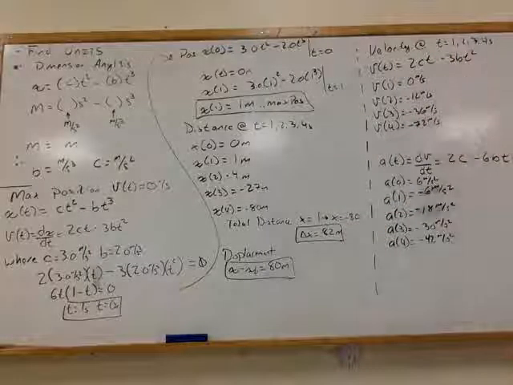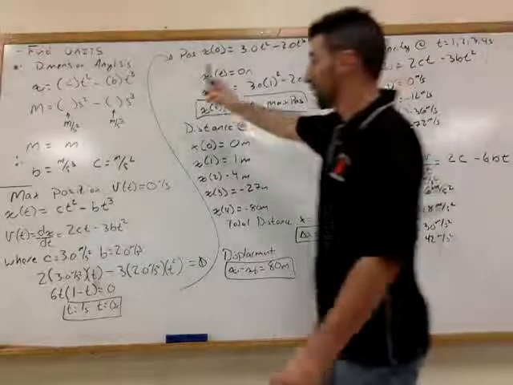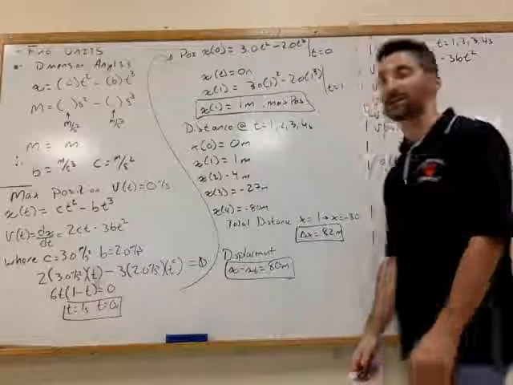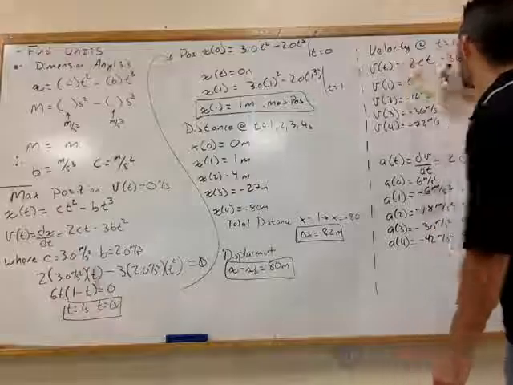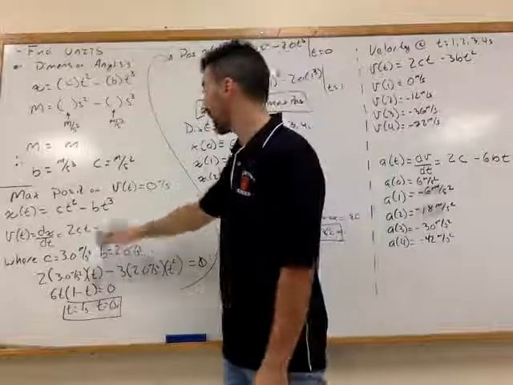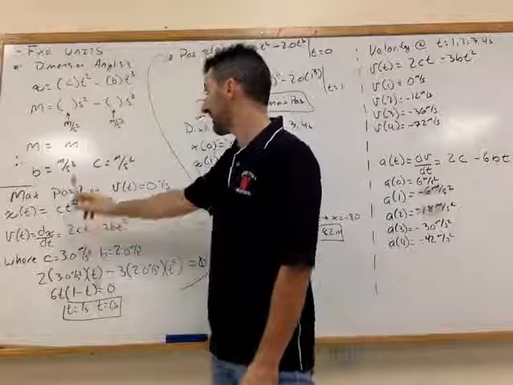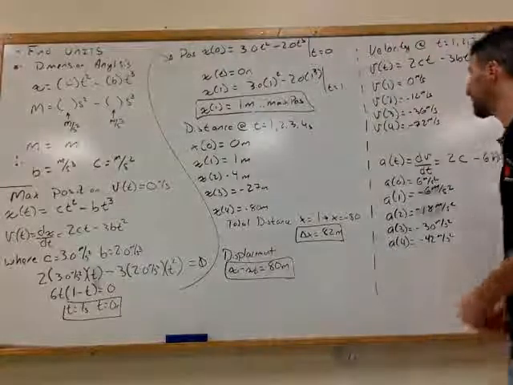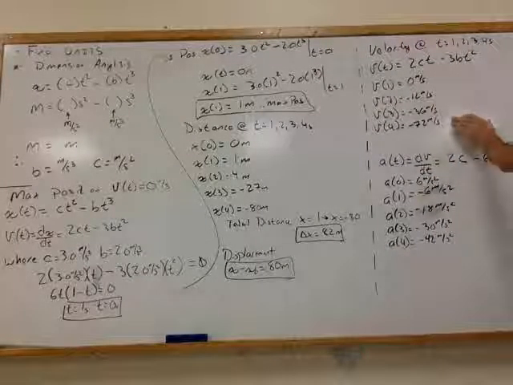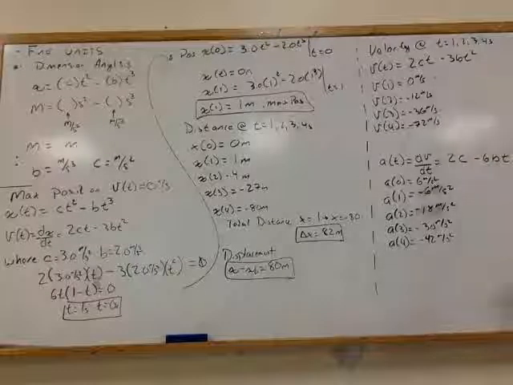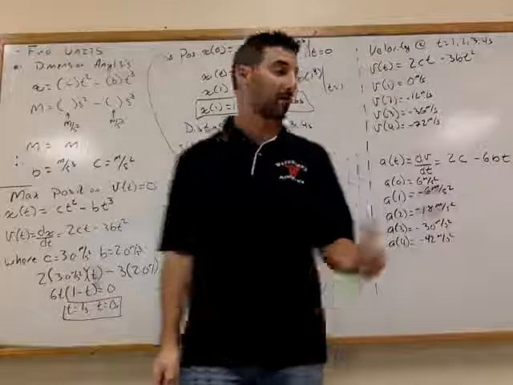Moving on to the velocity. Well, I already have a velocity equation. We derived that earlier on as 2ct minus 3bt squared. All I'm doing here is plugging in 1, 2, 3, and 4 seconds into my velocity equation with the given constants of 3 meters per second squared and 2 meters per second cubed. So plugging those numbers in, I have velocity at 1, 2, 3, and 4 seconds of 0, -12, -36, -72 meters per second, respectively.